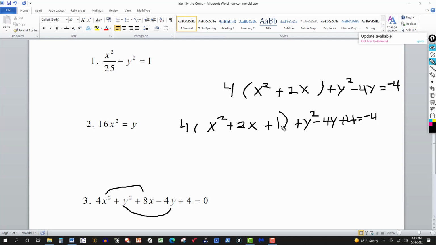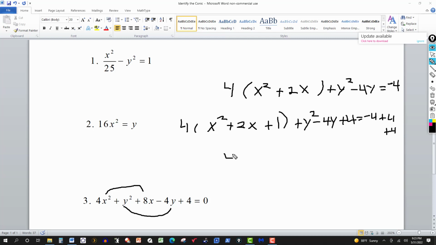So here I put a 1 right here, but that's being multiplied by 4 times 1. So I'm actually adding 4 to the left side. So I have to put a plus 4 over here. In the same way, this one has no parentheses, so here I just put a 4. That's okay, but I have to add it to the other side. So minus 4 and 4 cancel, I'm left with a 4.